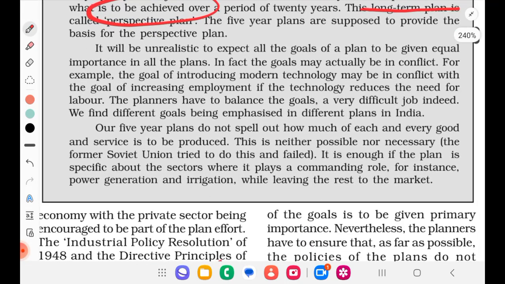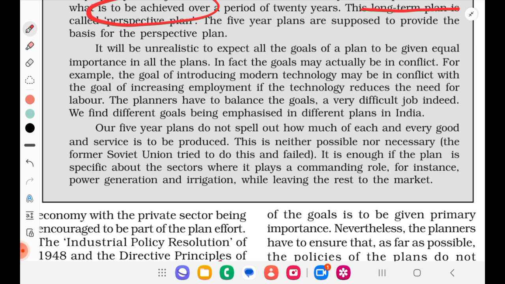It will be unrealistic to expect all the goals of a plan to be given equal importance in all the plans. In fact, the goals may actually be in conflict. For example, the goal of introducing modern technology may be in conflict with the goal of increasing employment. If a technology reduces the need for labor, the planners have to balance the goals, a very difficult job indeed. We find different goals being emphasized in different plans in India.